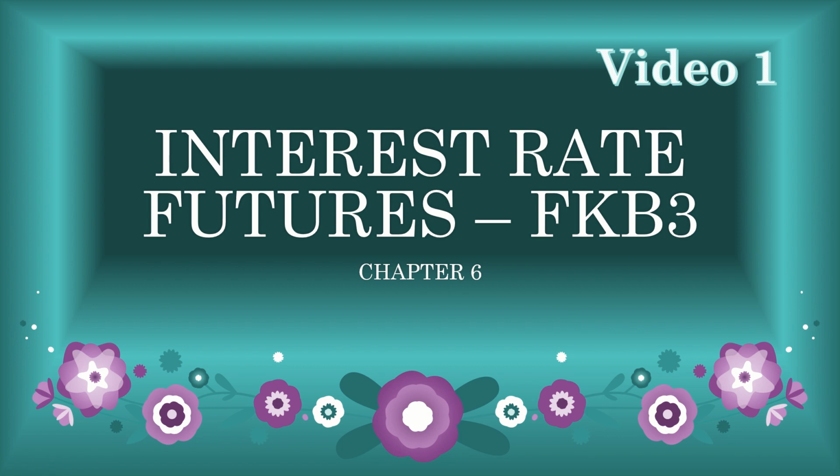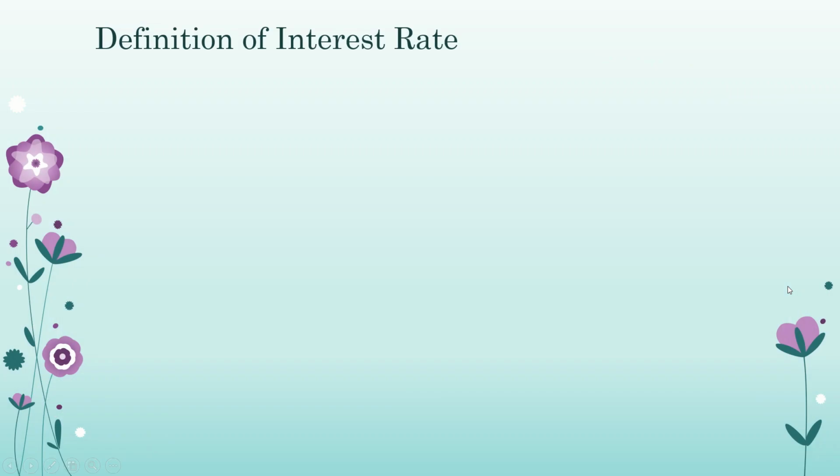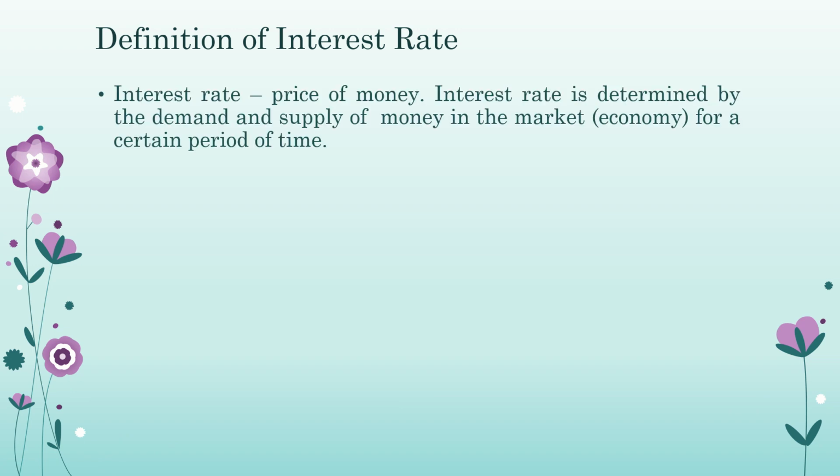Alright, so before we start, let's take a look at the definition of the interest rate. We have learned this in your economics paper. Interest rate is what? Interest rate simply can be defined as the price of money. So interest rate is determined by the demand and supply of money in the market or in the economy for a certain period of time. So the intersection between demand and supply of money will determine the interest rate.